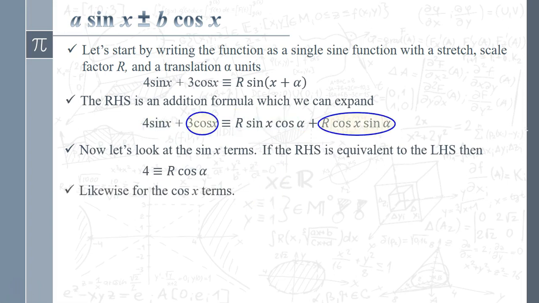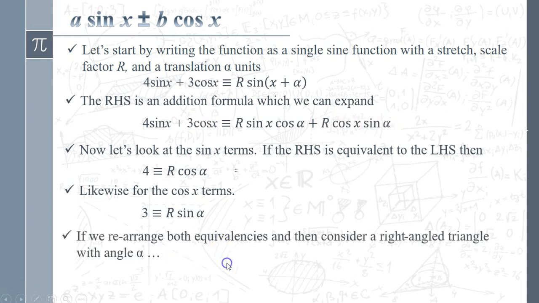If we do exactly the same with the cos terms, again, this bit circled in blue has got to have the same value as that bit circled in blue. They're both in terms of cos x, so this r sine alpha has got to have a value of 3. So there we go. What we've got is essentially a pair of simultaneous equations. There's a couple of ways we can go about it. What I'm going to do is just do a little bit of rearranging.